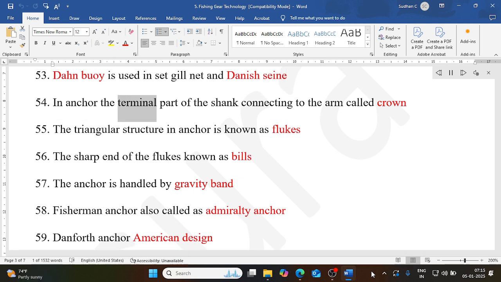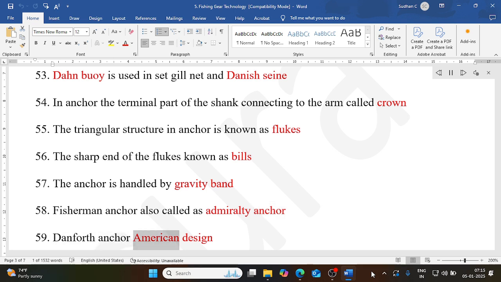In an anchor, the terminal part of the shank connecting to the arm is called the crown. The triangular structure in the anchor is known as flukes. The sharp end of the flukes is known as bills. The anchor is handled by gravity band. Fisherman anchor is also called Admiralty anchor.